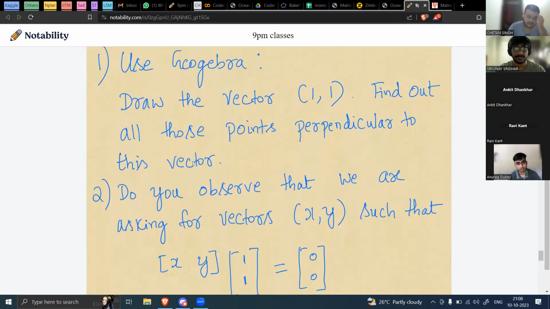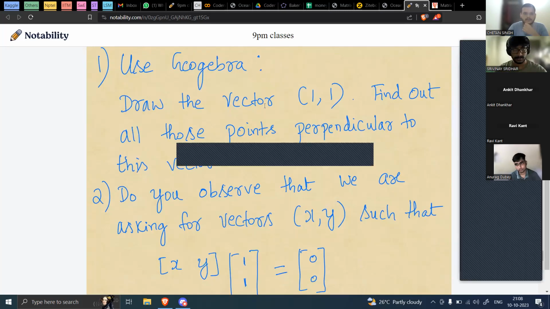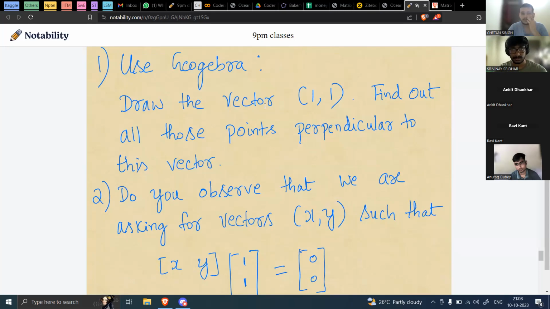Okay, so this is the first question of module 3 that we're going to discuss. We're going to discuss questions 1 to 8 from module 3. So draw the vector (1, 1) and find all those points perpendicular to this vector.